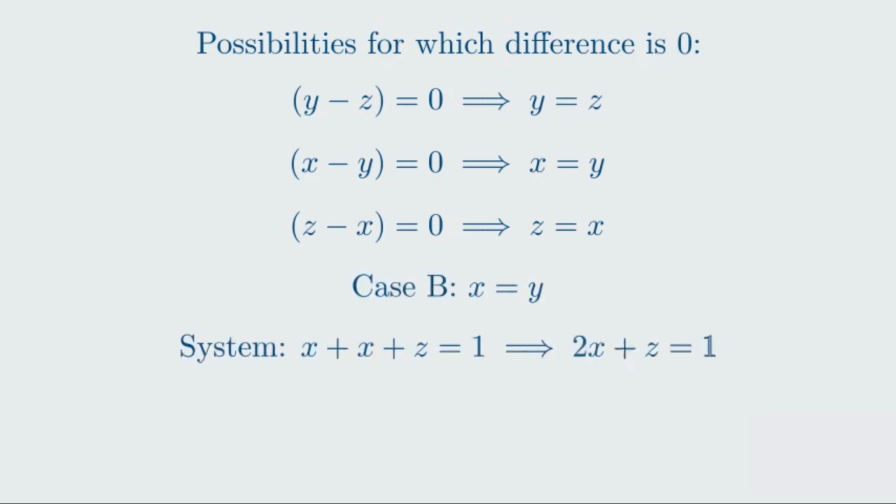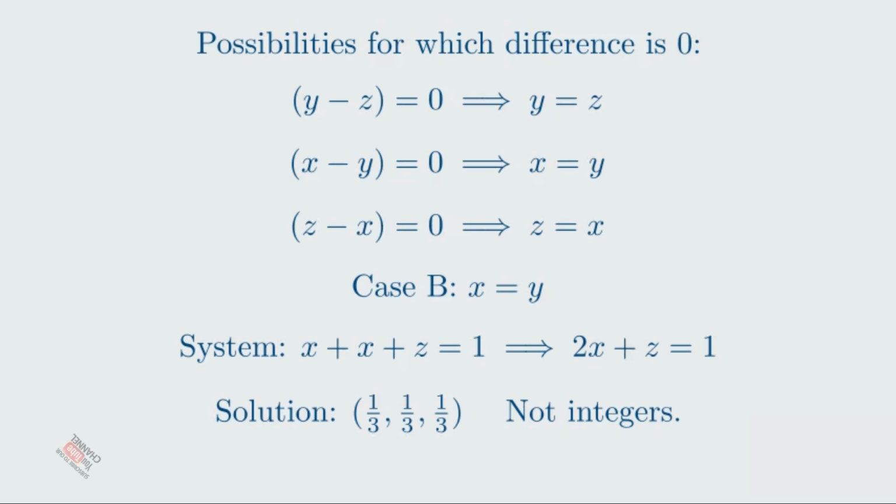Case B: let x equal y. Our system becomes x plus z equals 1. The solution is x equals y equals z equals 1/3, not integers. In this specific case, the differences must have been x minus y equals 0, and y minus z equals plus or minus 1, and z minus x equals plus or minus 1. Let's see what happens if y minus z equals 1, then y equals z plus 1. Since x equals y, x equals z plus 1. Substituting into x plus y plus z equals 1 gives z plus 1 plus z plus 1 plus z equals 1, or 3z plus 2 equals 1, so z equals negative 1/3.